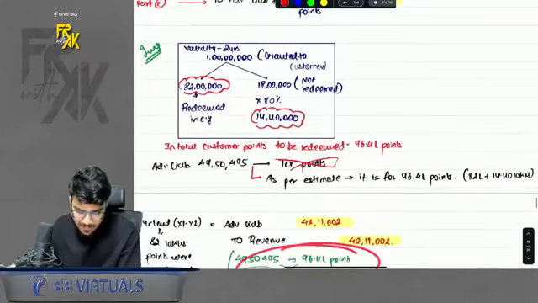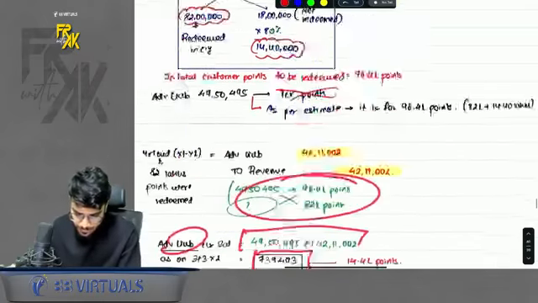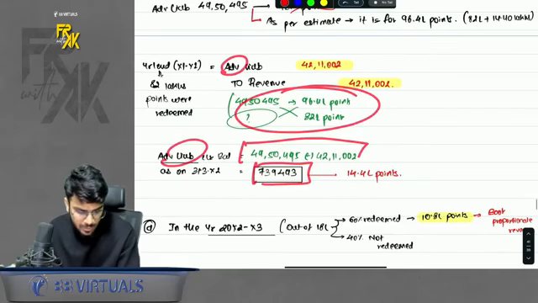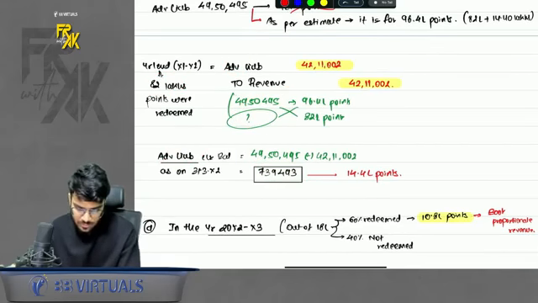How come balance of advance? This is the advance you booked. This is the advance you reversed because 82 points were redeemed. Okay, so this is the balance advance.